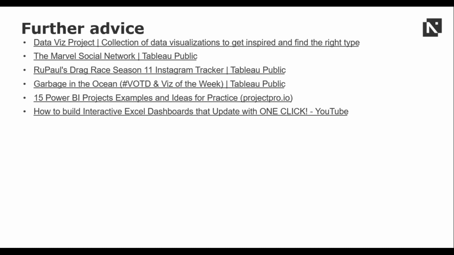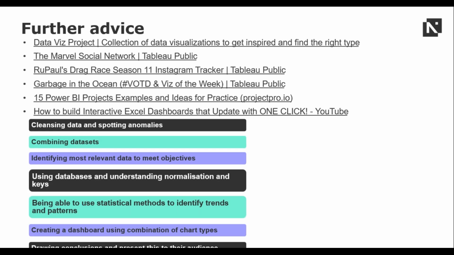There are many different tools at our disposal, but the key things that students can work with are cleansing data and spotting anomalies, combining data sets, identifying the most relevant data to meet objectives, using spreadsheets and formulae, using databases and understanding normalizations and keys, being able to use statistical methods to identify trends and patterns, creating a dashboard using a combination of pie and bar charts as most suited to the data type, not too much on the screen so it can be easy to use and interpret, and a good use of filter tables, etc. Draw conclusions and present this to an audience.